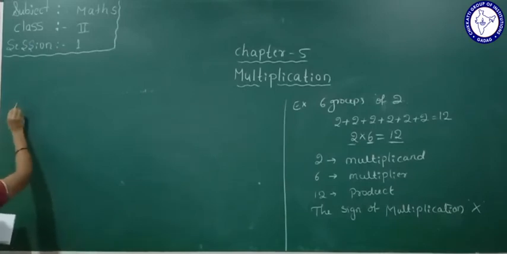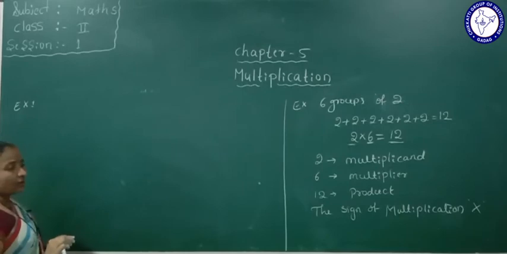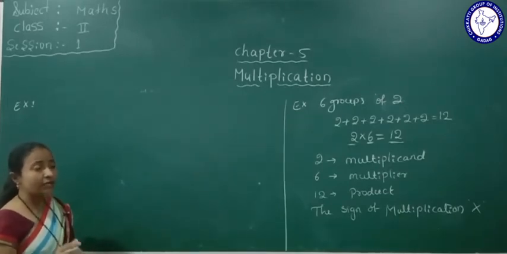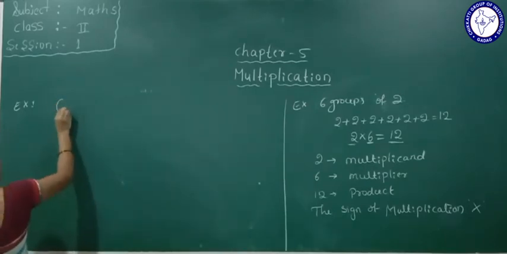First example. Here see students. So how many are there? There are 9 balls. In 9 balls we can make groups. So how many groups can we make? In one group there are 3 balls. Okay.